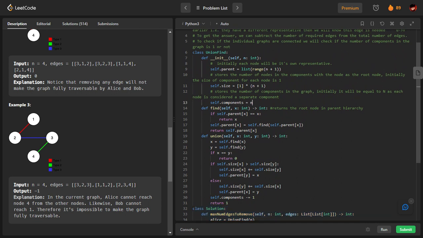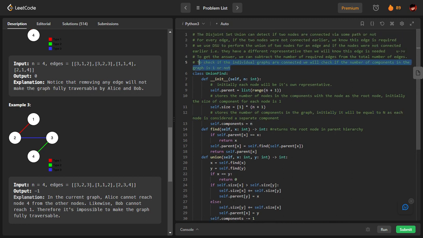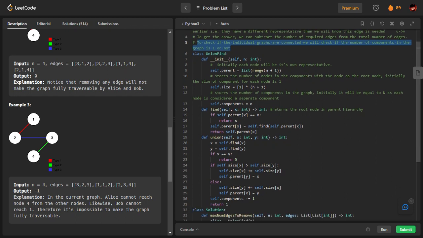Then this is the component. What is the component? It stores the number of components in the graph. Initially, each node will be considered a separate component. Then we'll be unioning them, which means two components will be merged. For example, if a graph has 5 nodes, we will be merging some of the nodes. Initially it will have 5 components, but if after everything all the nodes are merged, that means we will have only one component instead of 5, based on whether they're connected or not. That is the basic idea here, and that is what we are talking about. But I will come to this later.